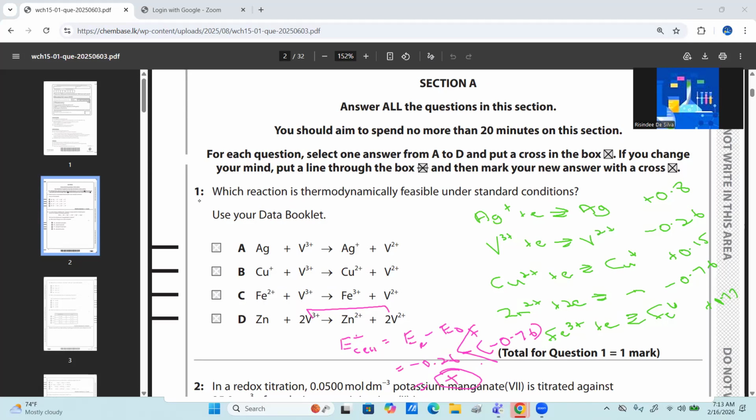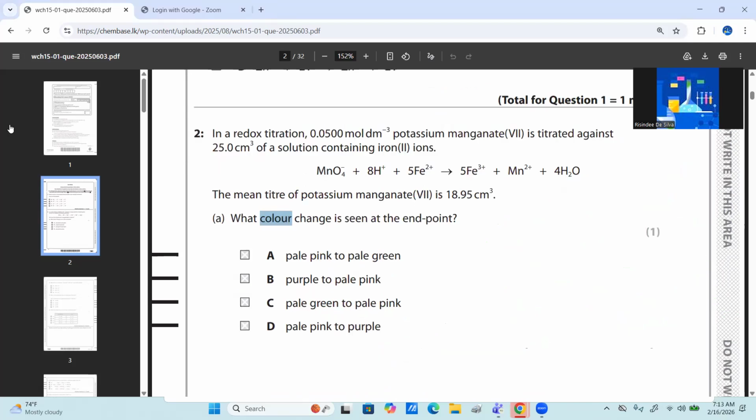See the second one. In a redox titration, 0.05 potassium manganate is titrated against 25 of the solution containing iron 2 ions. The mean titre of the potassium manganate is given. What color change is seen at the end point? So children, remember that initially in the conical flask, you have iron 2 ions, right? It has a pale green color. So definitely we can take the answer as pale green to pale pink, because in the conical flask, we always tell the color according to the solution in the conical flask.